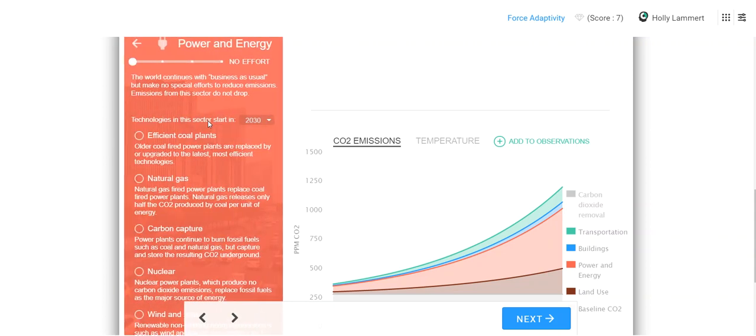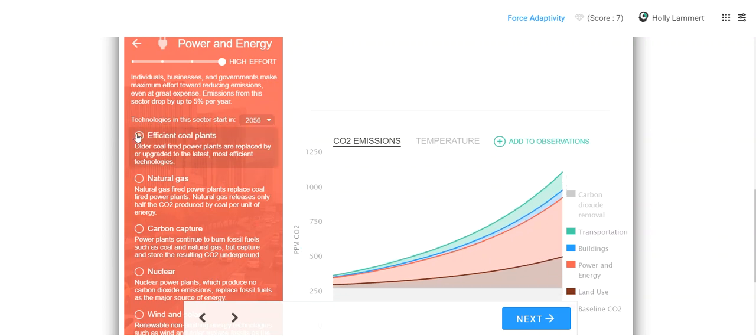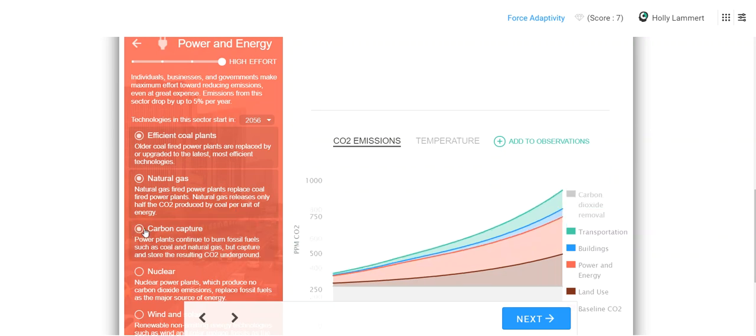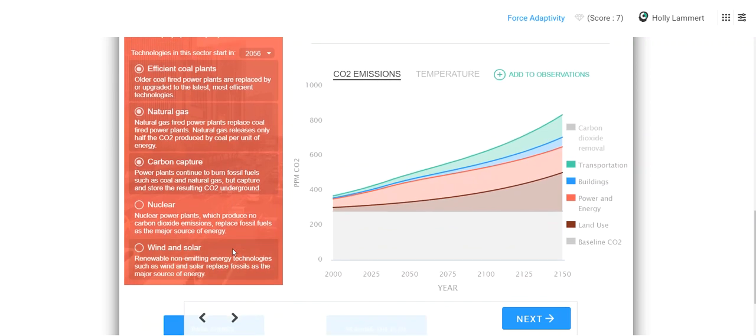Okay, so under power and energy, let's look first at where we're at, 516.7. If we were to increase our effort all the way, with efficient coal plants, 422, natural gas, 281, carbon capture. Power plants continue to burn fossil fuels such as coal and natural gas, but capture and store the resulting CO2 underground. Nuclear, 140.5, which produce no carbon dioxide emissions, replace fossil fuels as the major source of energy.